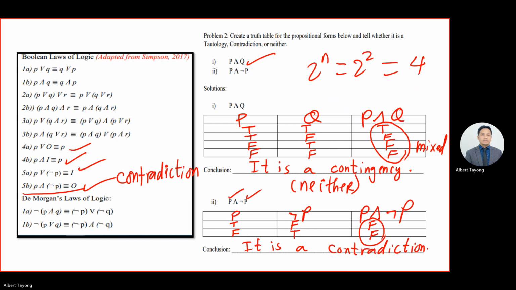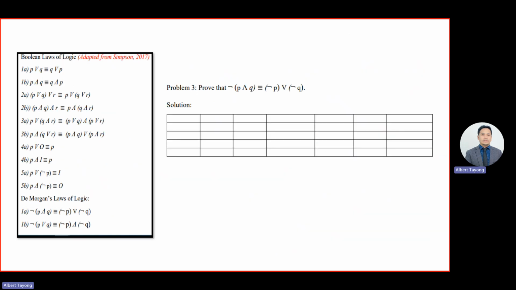Right, so that's it. Let's proceed to problem 3. You're going to prove that not the quantity of P and Q is equivalent to not P or not Q using the first De Morgan law. Now, when you are proving, you have to show the answer on the left and the answer on the right. Our left has only 2 letters, so there are 4 possibilities: true, true, false, false, and the last is always true, false, true, false.